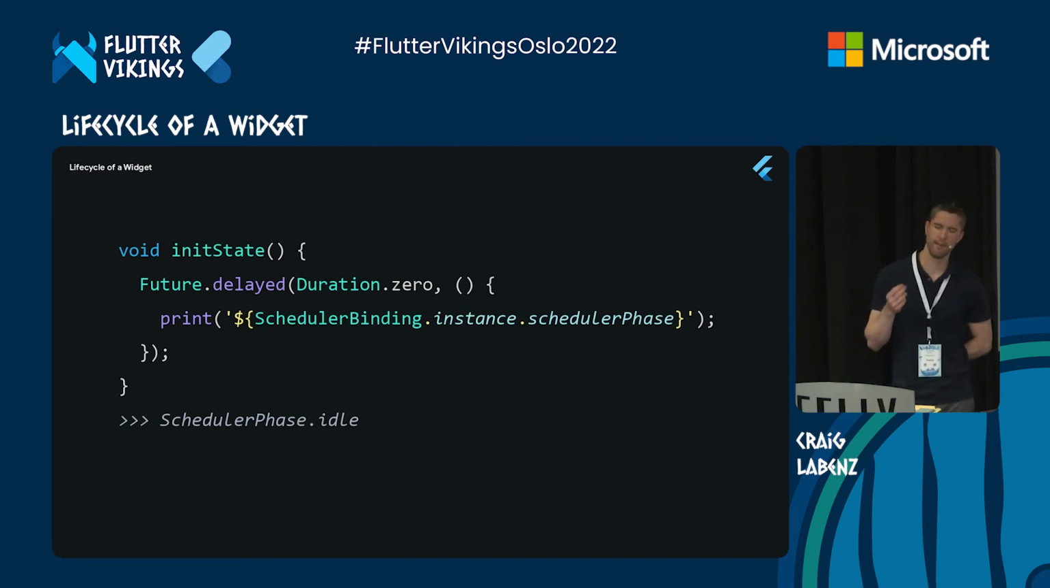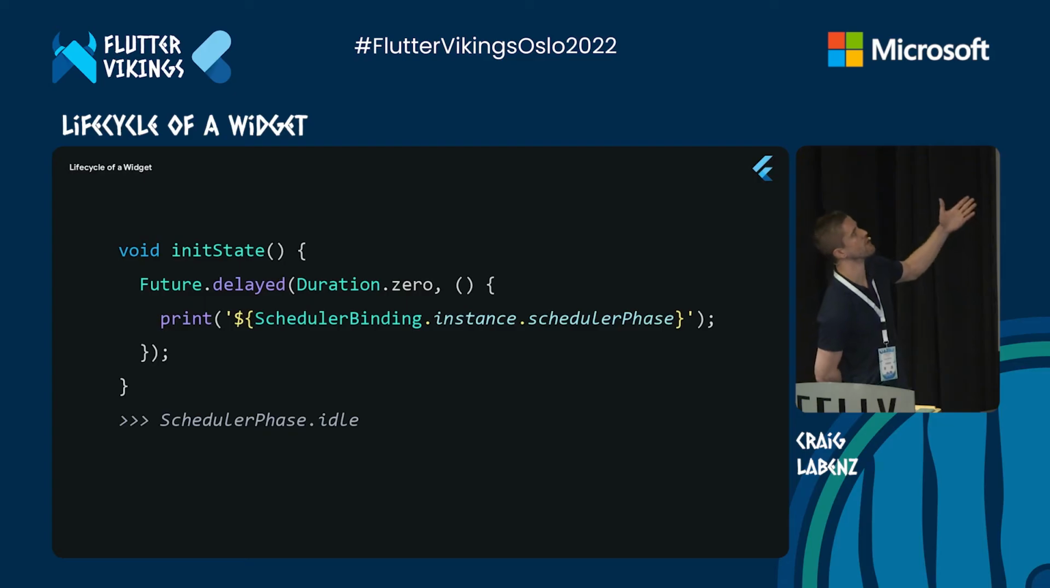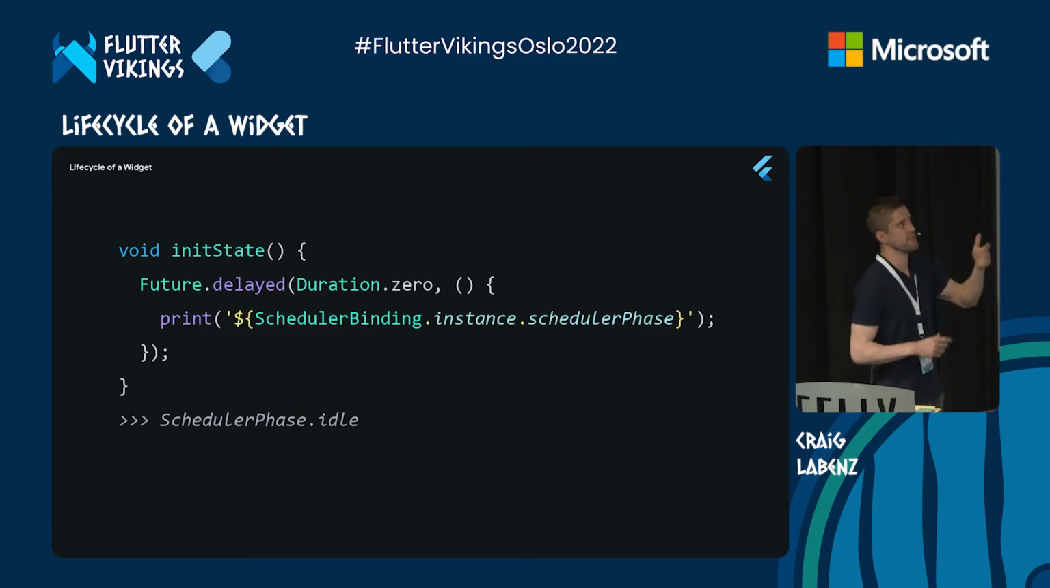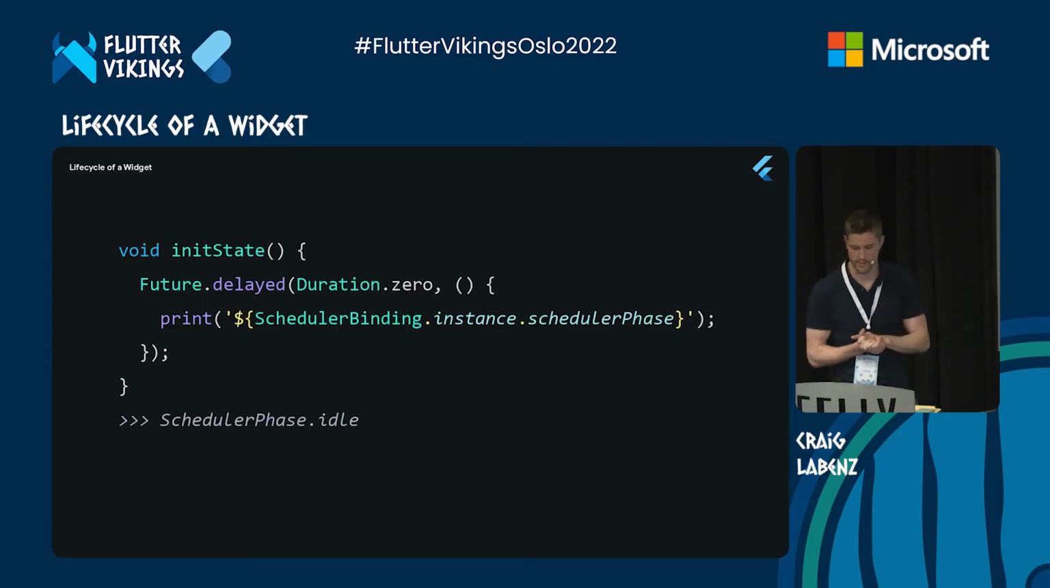And we can glimpse into the idle phase and prove to ourselves that it exists by adding this code to the initState method of one of our widgets. And this will print SchedulerPhase.idle, despite the fact that initState does not run in the idle phase. It runs in the 4th phase, which we haven't gotten to yet. But the future just simply cannot resolve until the next idle phase.